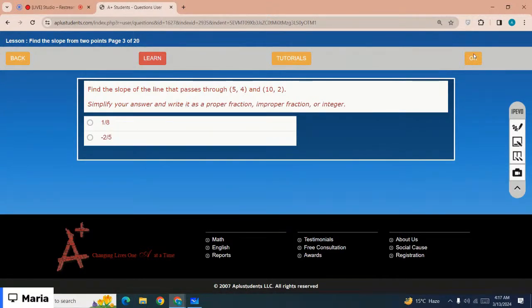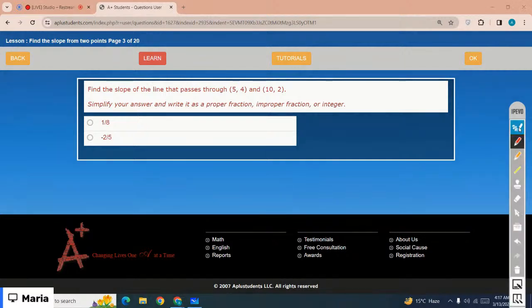Okay, the next one is find the slope of the line that passes through 5, 4 and 10, 2. So you have to calculate the slope. 5, 4, this is x1 and y1. 10, 2, this is x2 and y2. So the slope is y2 minus y1, 2 minus 4, over x2 minus x1, that is 10 minus 5. So 2 minus 4 is negative 2 over 5. The correct option is option number 2, that is negative 2 over 5. Got it?